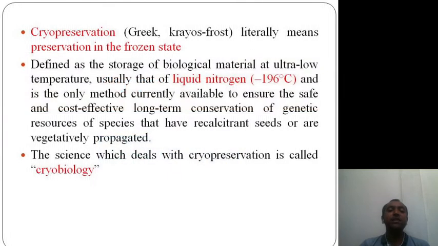So cryopreservation is derived from the Greek word kryos, meaning frost, which literally means preservation in the frozen state. As I told you, it's a storage of biological material at ultra low temperature, that is of liquid nitrogen, which is minus 196 degrees centigrade. Now it is a cost-effective long-term conservation of genetic resources of various plant species. The science which deals with cryopreservation is called cryobiology.